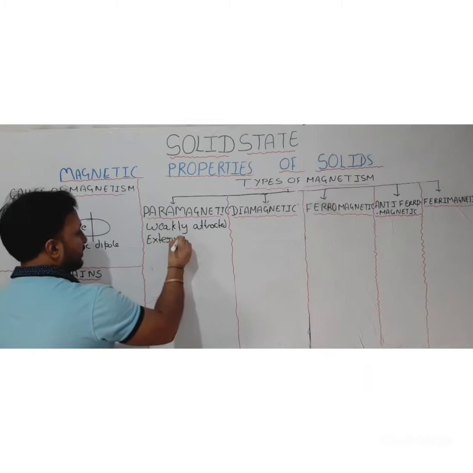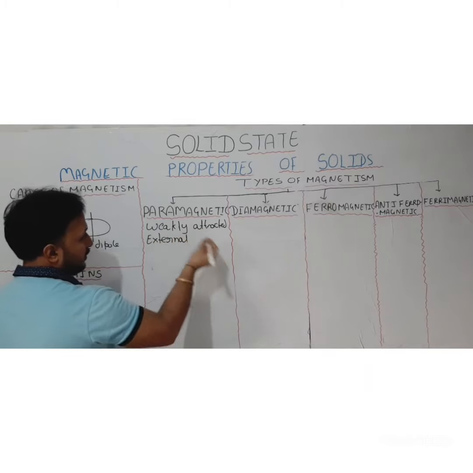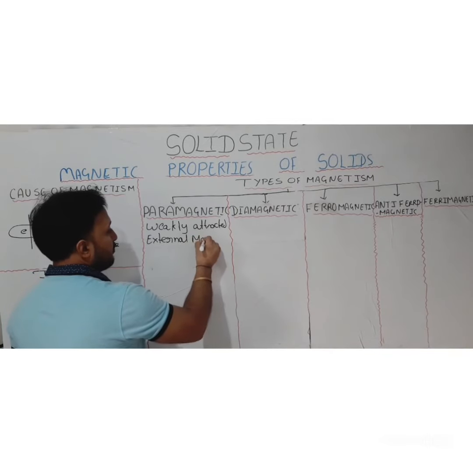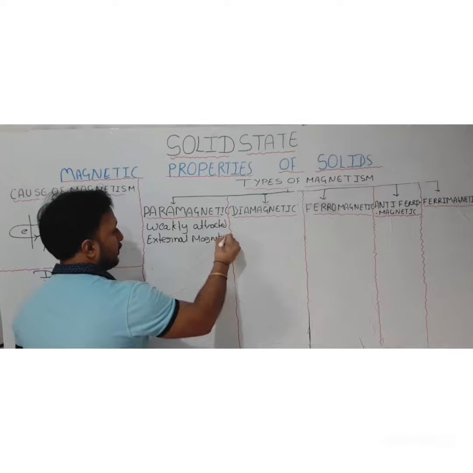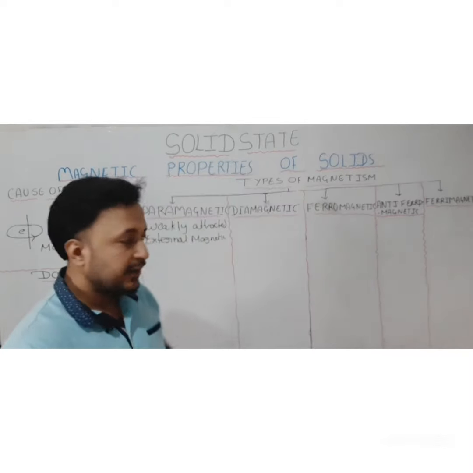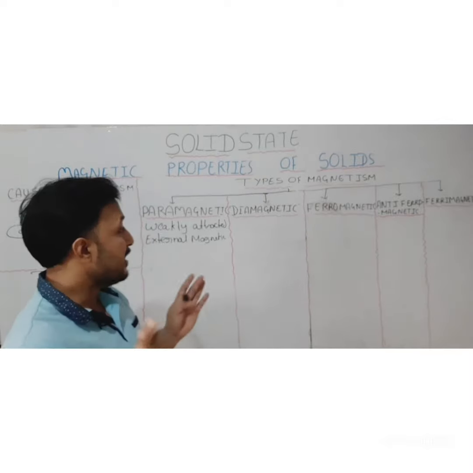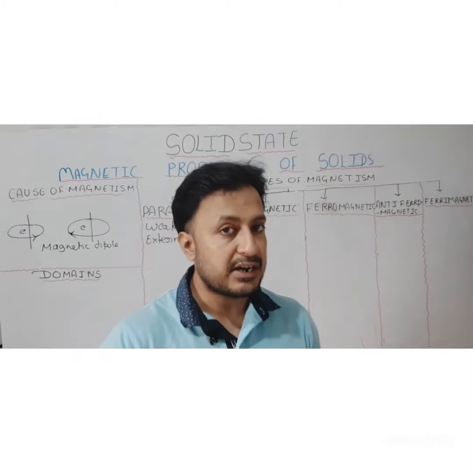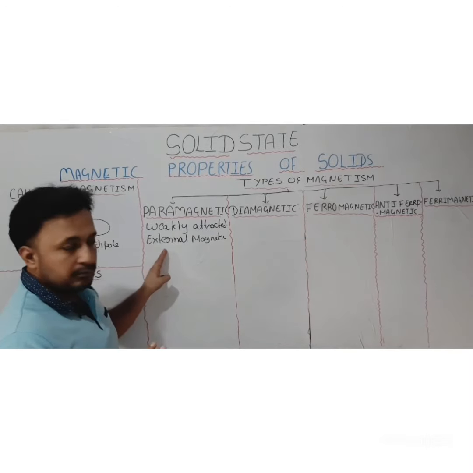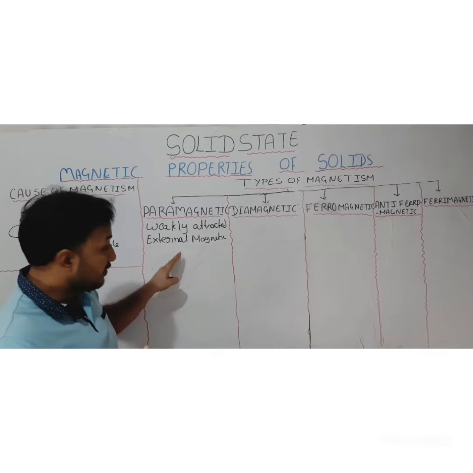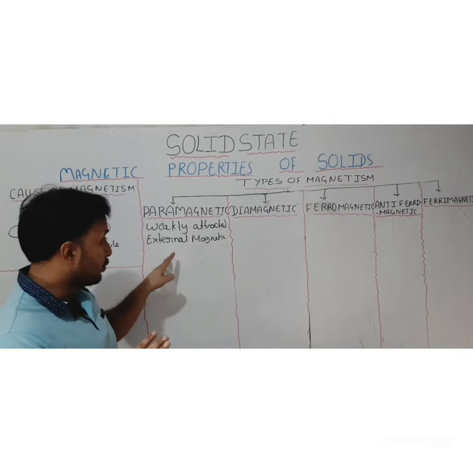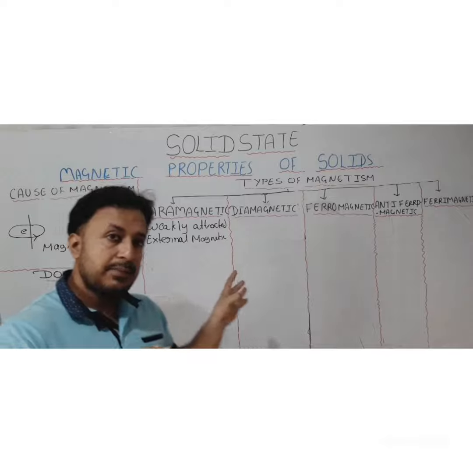Suppose we apply an external magnetic field around such kind of a solid which is paramagnetic. They are going to be weakly attracted, which means they will also have some magnetism, but very weak. Such types of magnets act as a weak magnet, and once the magnetic field is applied, only then will they have those properties, and their direction will be in the magnetic field direction.